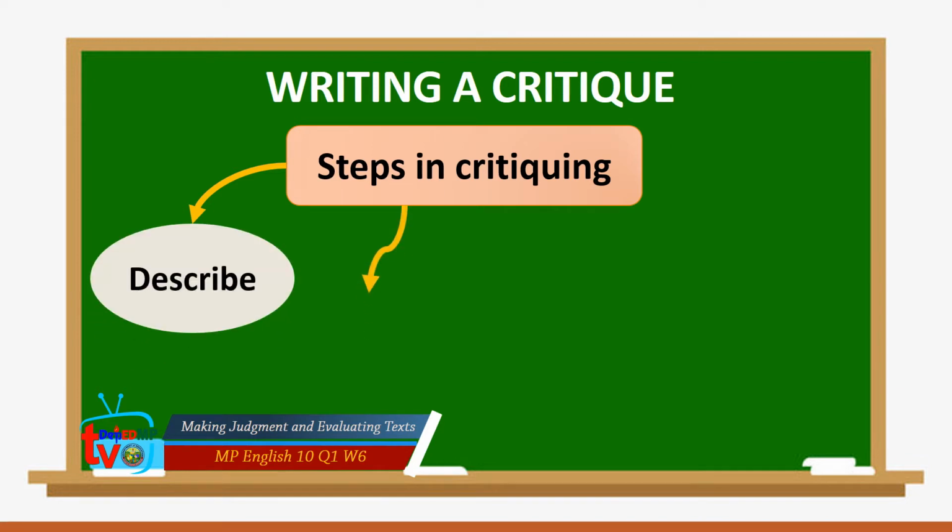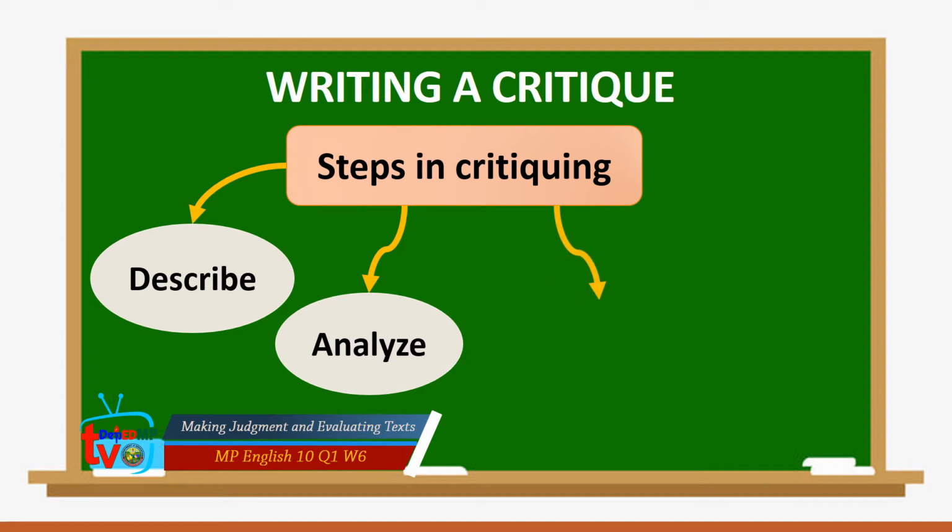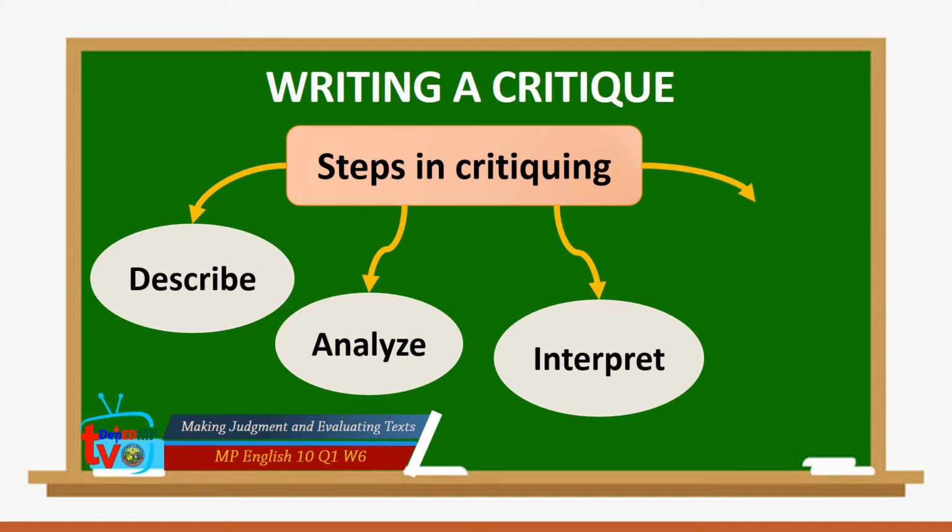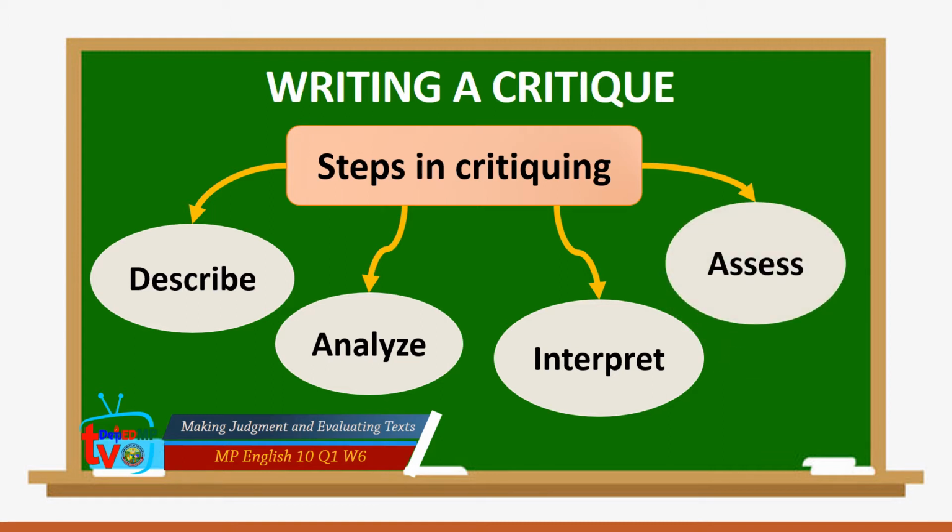First, describe. You give the readers a sense of the writer's overall purpose and intent. Second, analyze. Examine how the structure and language of the text convey its meaning. Third, interpret. You state the significance or importance of each part of the text. And lastly, assess. Make a judgment of the work's worth or value.